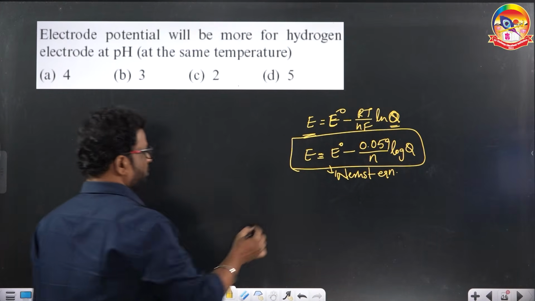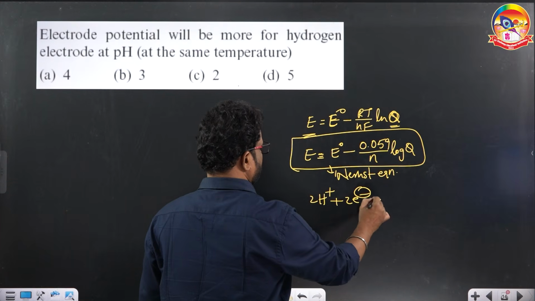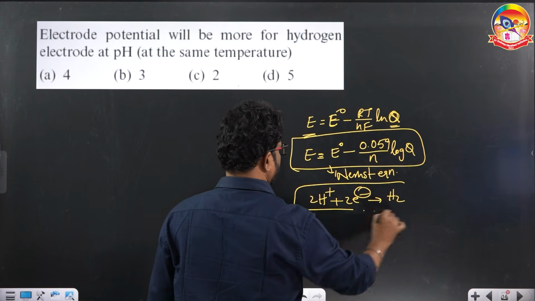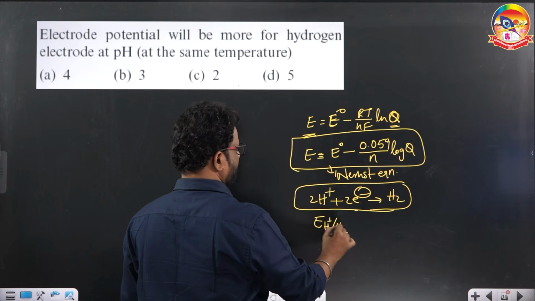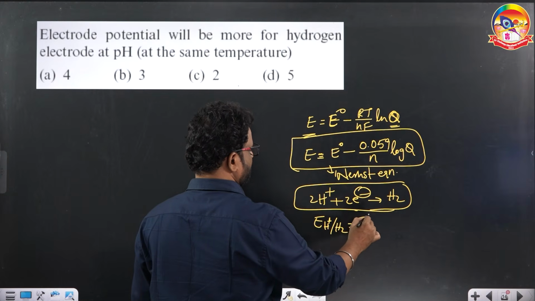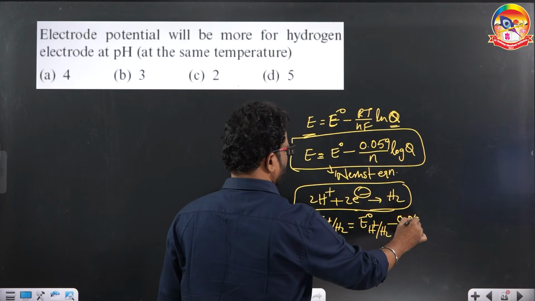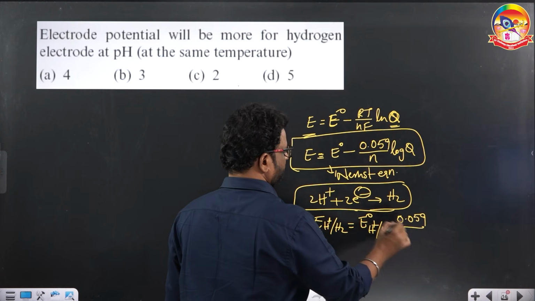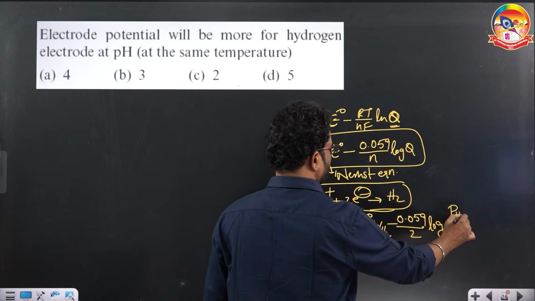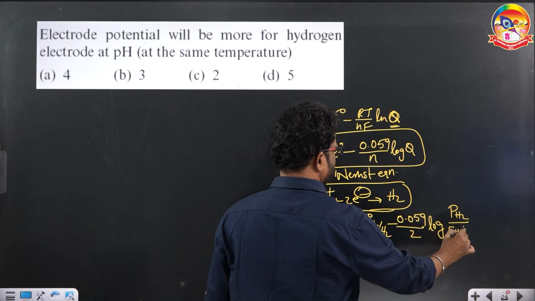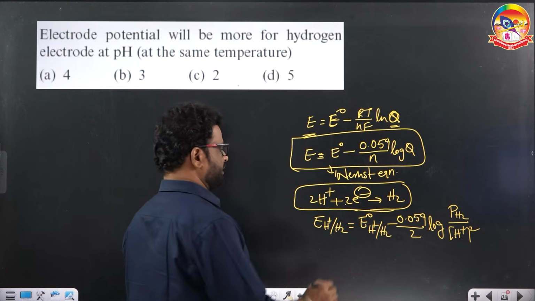For the hydrogen electrode, if I take the reduction reaction, 2H plus plus 2 electrons gives rise to H2. This is the reaction, and the corresponding electrode potential can be given as E of H plus to H2 is equal to E naught H plus to H2 minus 0.059 by 2, electrons involved, into log of pressure of H2 by concentration of H plus whole square. This is the Nernst equation form for the hydrogen electrode.